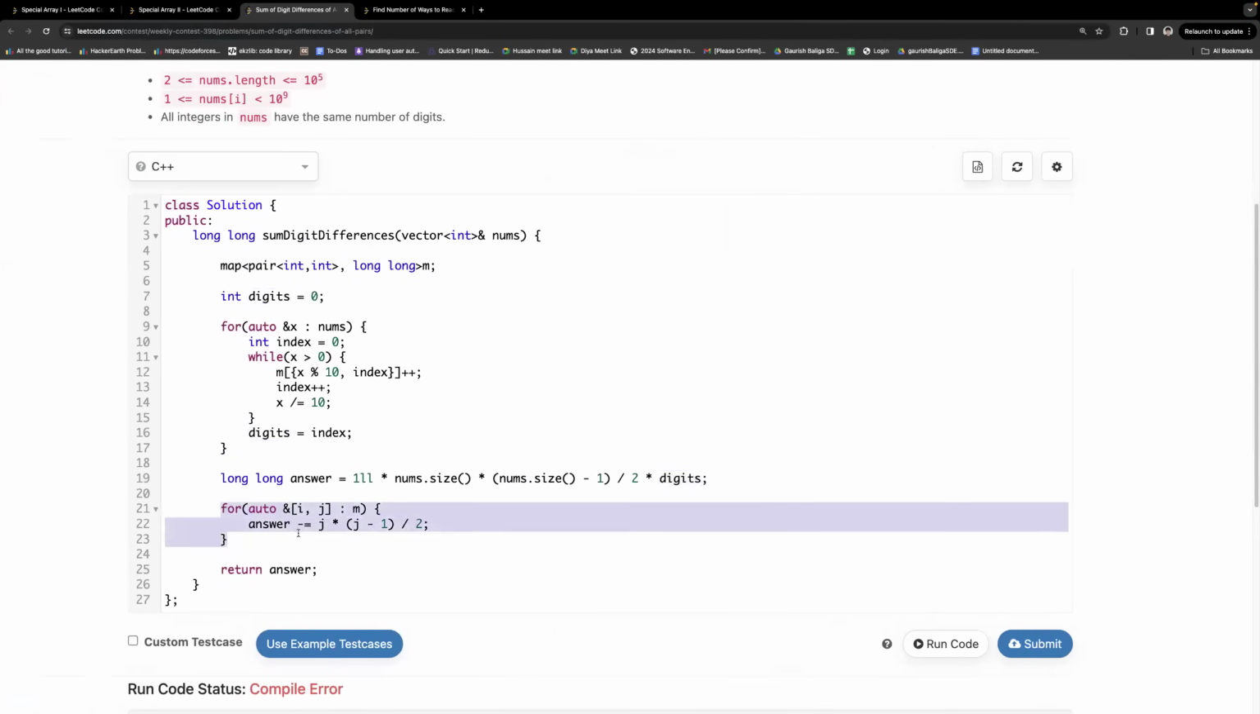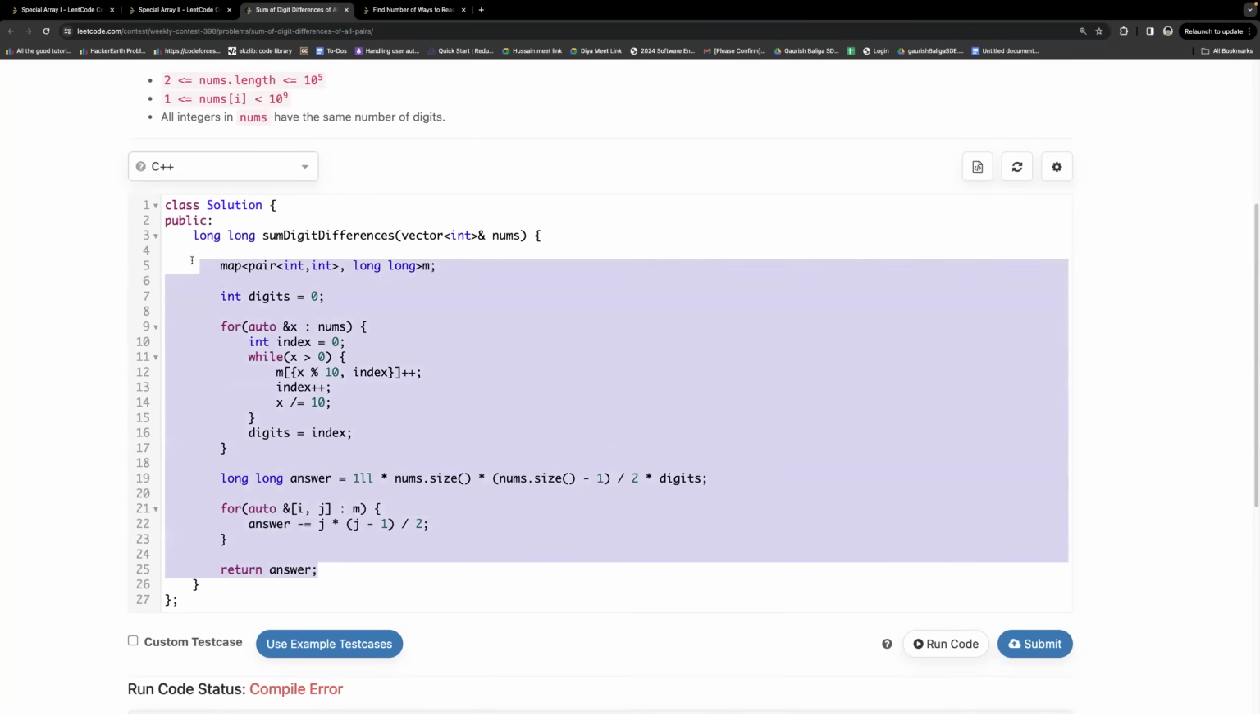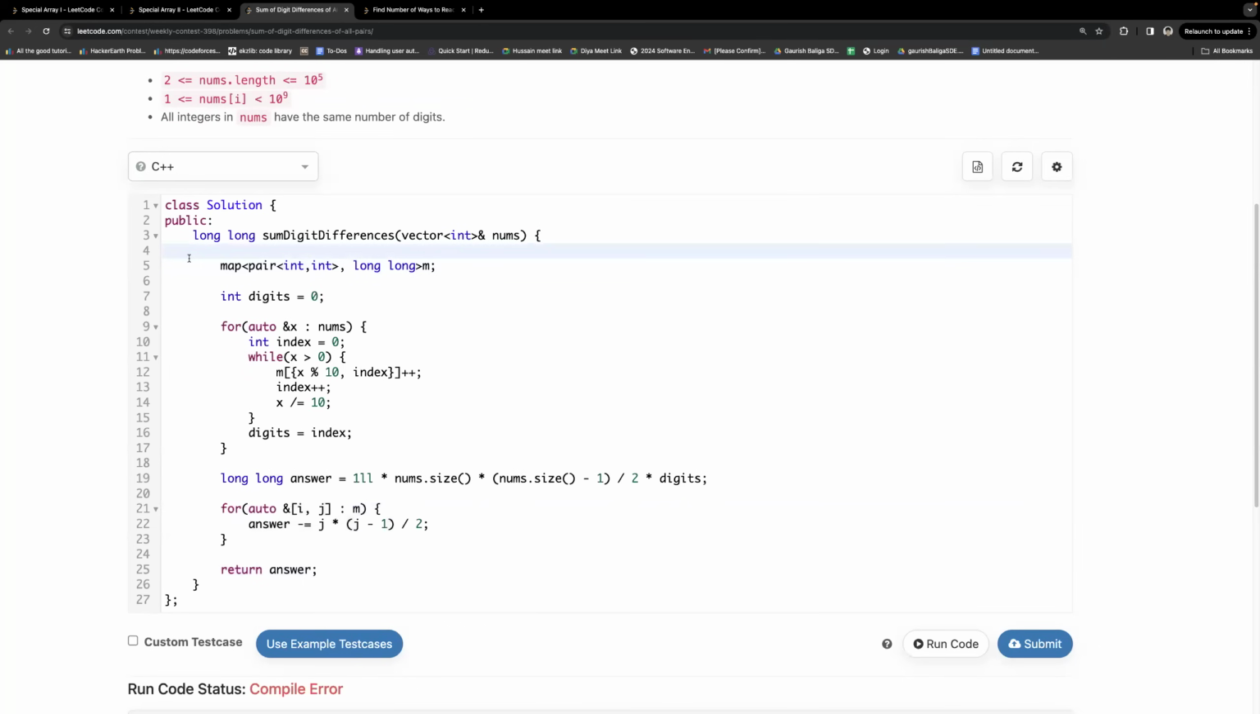Then I just iterate over my key value pairs, and the value is basically the frequency of that element, right? So I will just subtract j into j minus 1 by 2 because I can make that many pairs. In the end, I just return answer. A very simple trick, okay? A math-based question, very, very simple and instructive. If you didn't know how to solve this, I hope you have understood, right?